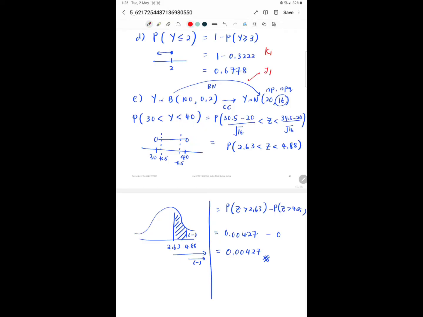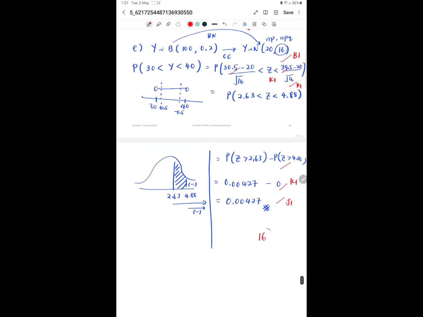So we look at the marks here. The marks are given when we change from binomial to normal, B1. Do the continuity correction, K1. Standardize, K1. Then we find from the table, K1, then the final answer, J1. So the total marks for question number 7 is 16.